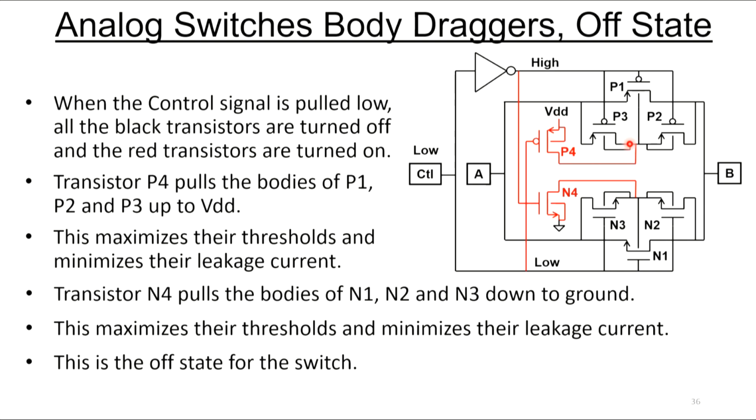P4 is pulling the body of all these devices up to VDD. So that gives you the maximum threshold on these transistors, which means their leakage current is going to be minimum. And that's what you want when the switch is off. Likewise, down here, this transistor N4 is on, and it's pulling the bodies of all these off transistors to ground, and that gives them the highest threshold. So that makes them have the lowest leakage current. This gives you the highest threshold and the lowest leakage current in the off state.